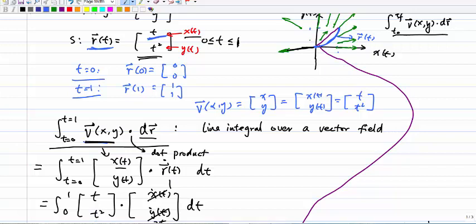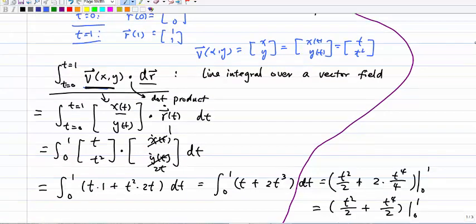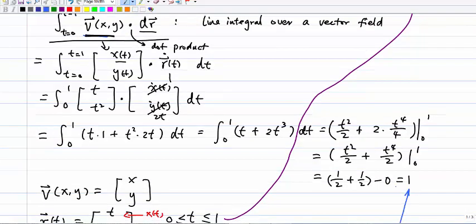Also I have to compute r dot, which is (x dot, y dot). Since x is t, the derivative is 1, and y is t squared, so the derivative is 2t. So you have (1, 2t). Then you integrate that over dt, so you actually convert this to a scalar integral. If you keep computing the dot product and do the integration, the result is 1. I omit the intermediate steps; you can follow the computation to figure out why the result is just 1.